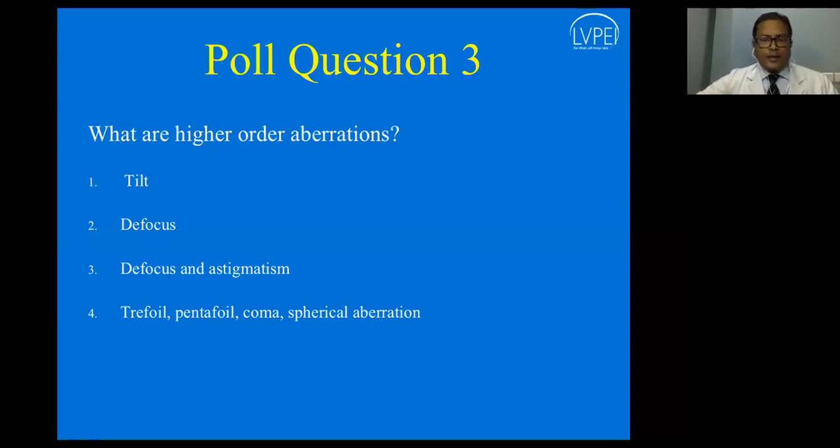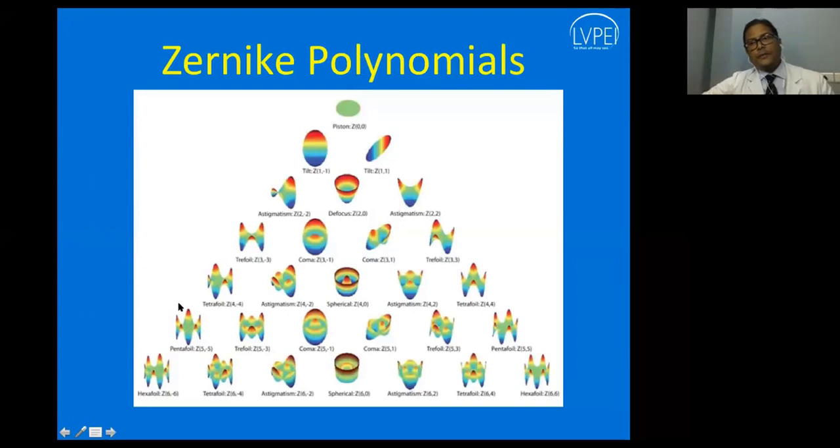So when the aberrations are analyzed, they are split into several components. Now, these can be analyzed by several mathematical methods. They could be a Taylor analysis, a Fourier analysis, or a Zernike polynomial. So Zernike polynomials are the common way of denoting the aberrations of the eye.